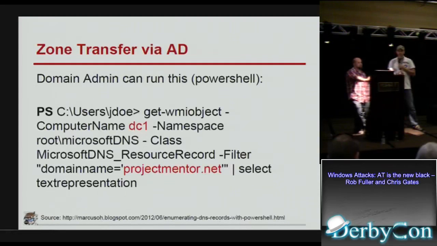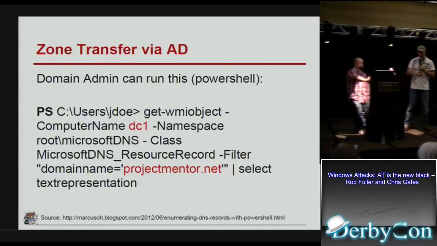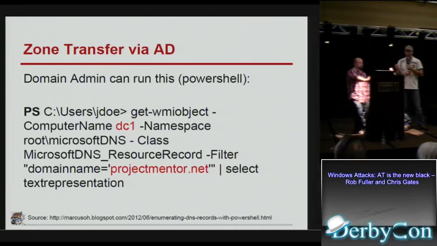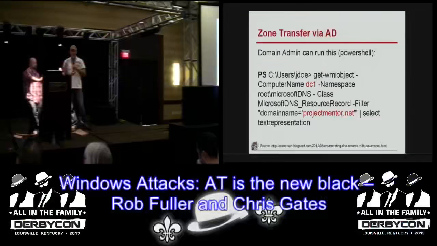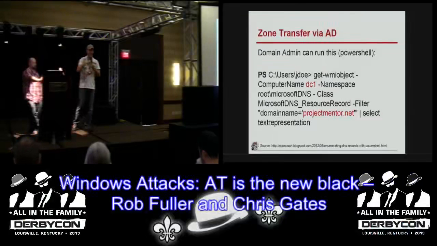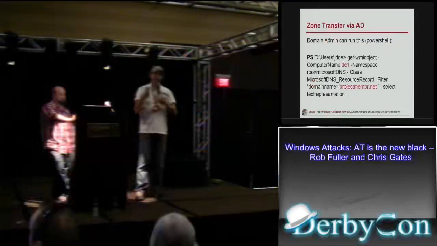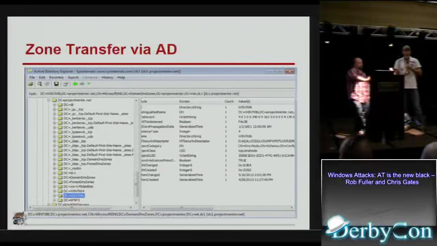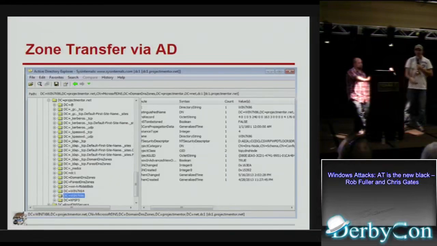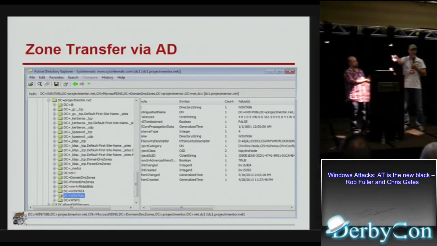Zone transfers via AD. Domain admins can run this in PowerShell. You get all the WMI objects and all the DNS records and stuff. Well, that's great, but at that point I'm a domain admin. I don't really care. But this also only gets the computers in that space that are Windows computers. Well, that sucks. There's a lot more to an Active Directory domain than just that. And if I go to Active Directory Explorer, or AD Explorer, it shows me all of these DNS records. I should be able to get that. Like, I'm logging in as a standard user. Why can't I get that?